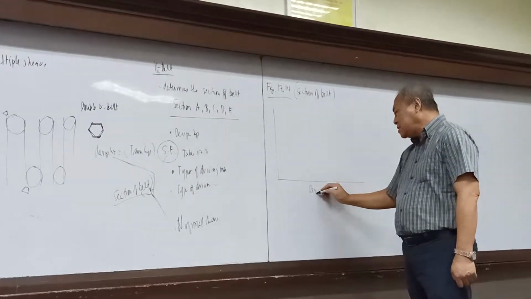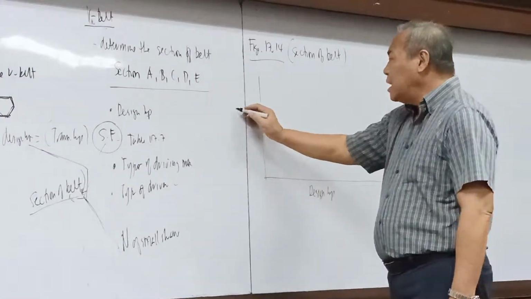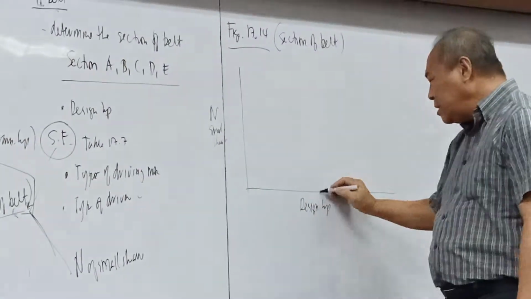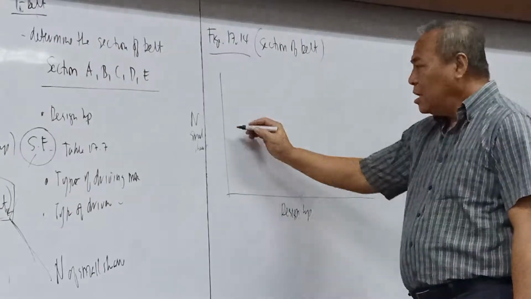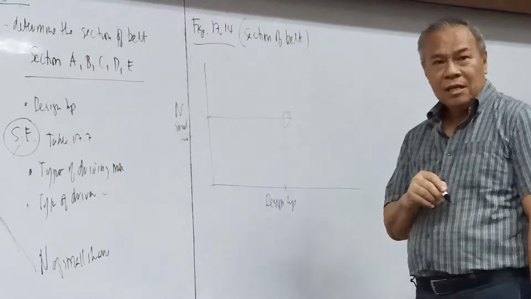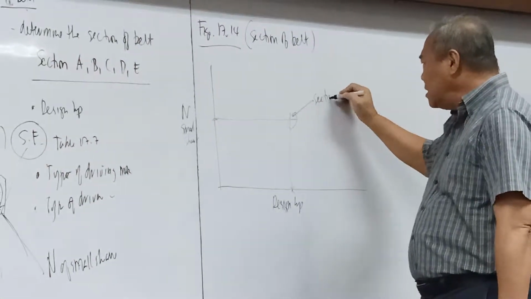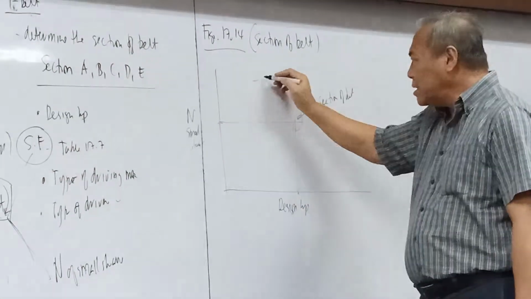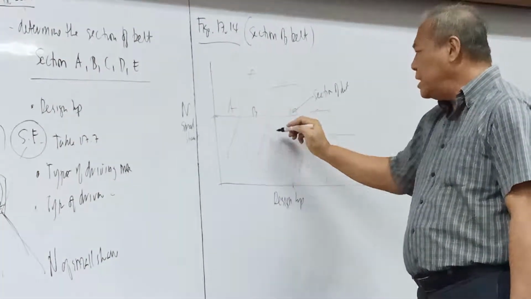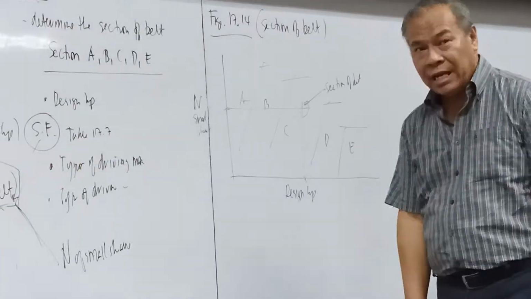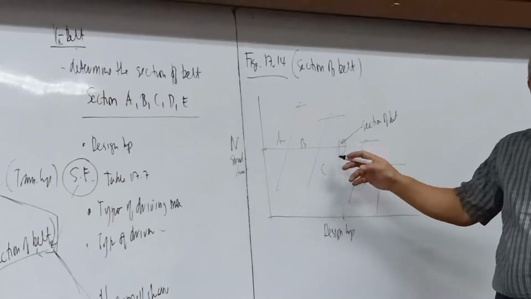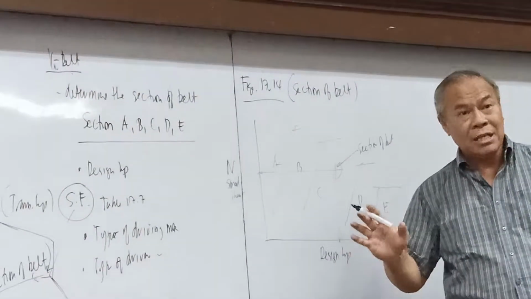Yan pa lang ha. So this table actually will be this one. Ito yung design HP. Ito ngayon yung RPM ng small shaft. Okay? So knowing your design HP, okay, and knowing the RPM of the small shaft, intersect the two values. Okay? Kung saan sila nag-intersect, ito ngayon yung section of the belt that we have, because that is now subdivided into certain sections. Let's say A, B, C, D, and E. Okay? So kung saan sila nag-intersect, yan ngayon ang magiging section ng belt ninyo.